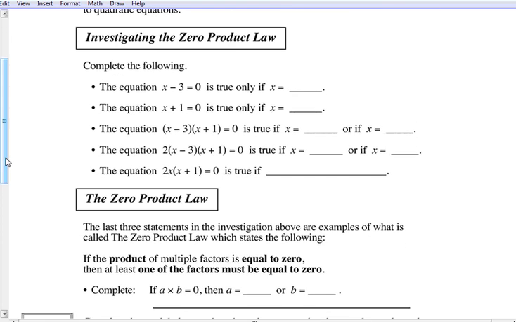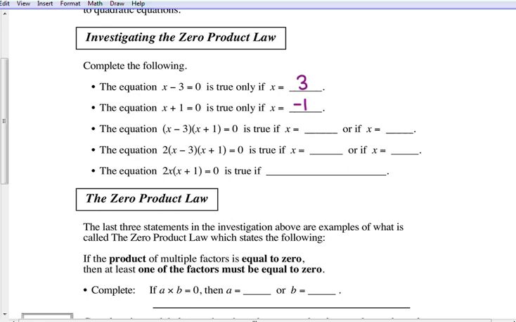this little investigation. So we want to figure out, okay, what would x have to be to make x minus 3 equals 0 true? 3. It's only true if x is 3, because then 3 minus 3 is 0. There we go. Okay, what would x have to be here? Negative 1. Because negative 1 plus 1 equals 0.